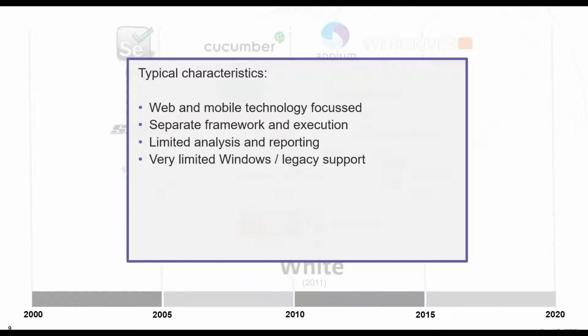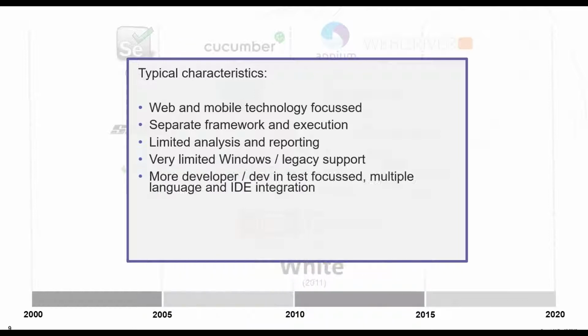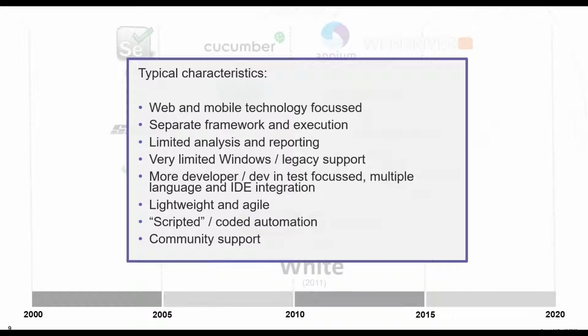One common limitation, and often a key reason for selecting commercial tooling, is the lack of Windows and legacy architecture and technology support. They often appeal to the more developer and dev and test community rather than the non-technical test community. They are typically lightweight and tend to be suitable for continuous testing and integration environments. And they typically require low-level coding to develop test automation and often work with common IDE environments. And support is via communities, so the more popular tools typically grow in popularity exponentially.